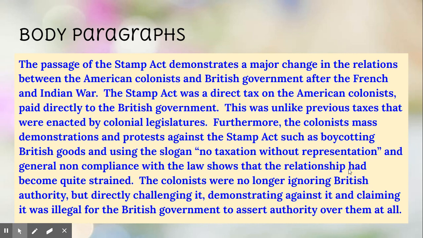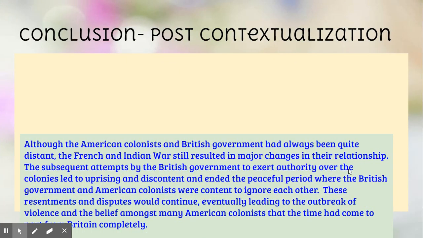So I got my evidence there. I'm talking about Stamp Act, but I'm not just leaving it there. I am using it to prove a point. I'm saying this proves that something changed. Something was different. The colonists were no longer ignoring British authority, but directly challenging it. They're not just pretending it didn't happen. They are out in the streets protesting this, and claiming it was illegal for the British government to assert authority over them at all. So it's got the evidence, and it's got what I used to call that interpretive commentary, the analysis, where you explain and demonstrate that historical reasoning skill. Okay? All right, let's look at the conclusion.